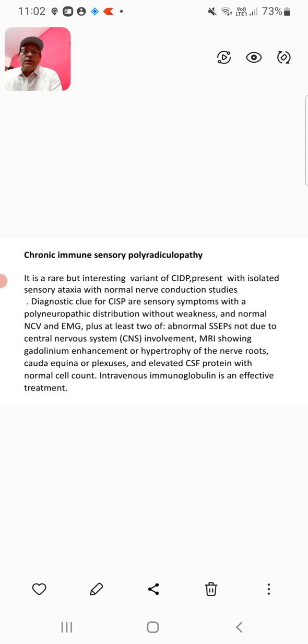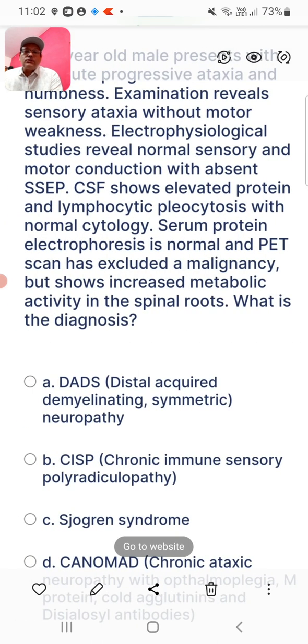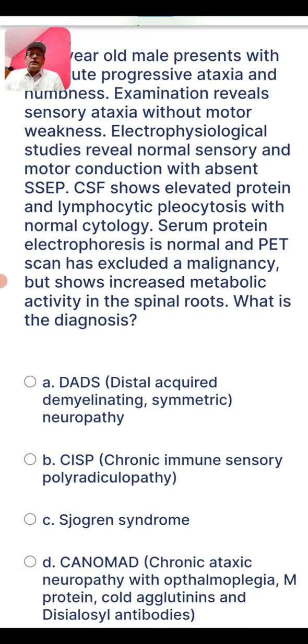Now, coming to today's question: a 35-year-old male has presented with subacute progressive ataxia and numbness. Examination reveals sensory ataxia without motor weakness. NCV is normal except for the SSEP, which is abnormal. CSF is showing a mild increase in the protein with pleocytosis, normal cytology. Blood is showing lymphocytic pleocytosis.